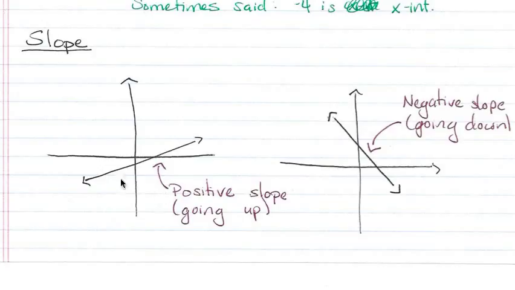So that should be easy enough to remember, but always remember you're looking at the graph left to right like you were reading a book. Left to right. So when you go from left to right, it has gone up, therefore positive slope. In this case, you go left to right and it goes down. It's called a negative slope.